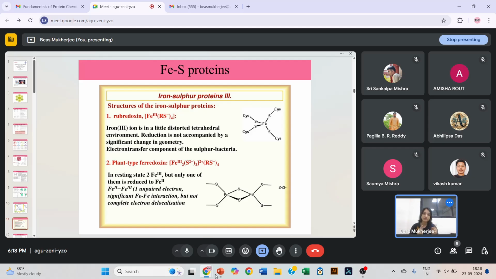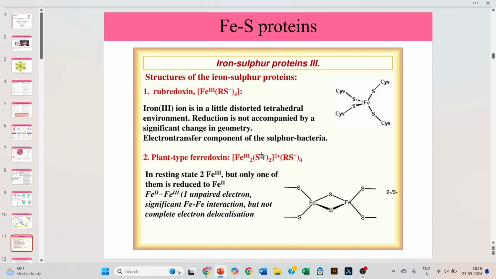There are two kinds of sulfur bacteria. So sulfur bacteria actually use sulfur instead of oxygen for their activity, right? So you can read about them. And so this is the electron transport component of the sulfur bacteria.